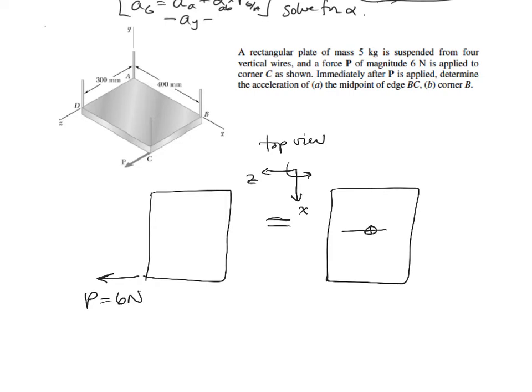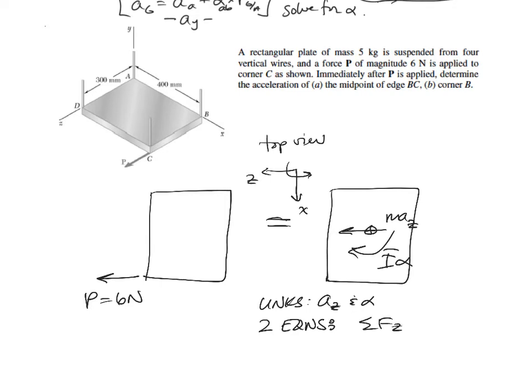And then over here, we would have mass times acceleration in the Z direction. And I'd also have I bar alpha. And as we look here, we'd have unknowns of AZ and alpha. So this one actually lines up pretty nicely. And I've also got 2 equations of equilibrium. We would have a sum of the forces in the Z direction, and then also we would sum moments.